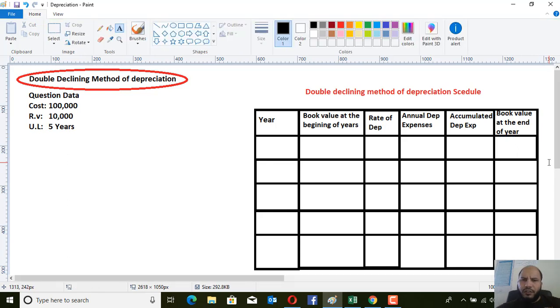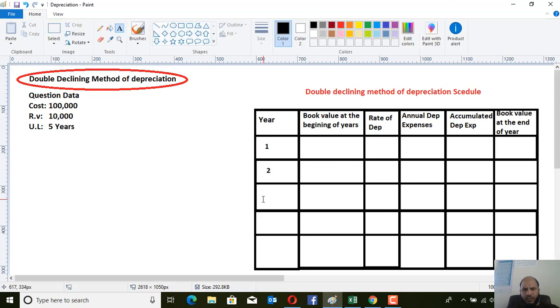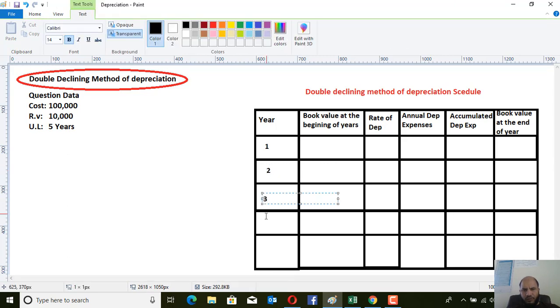Okay, good. We have prepared the depreciation chart for the double declining method. We will go on in the same way. This is year 1, so we will write it down over here. This is year 2, so 2. This is year 3, so we will write it down over here. This is year 4, so 4, and this is year 5.